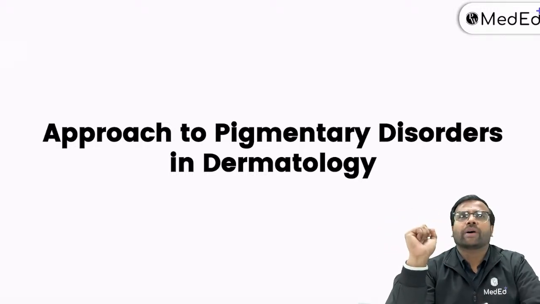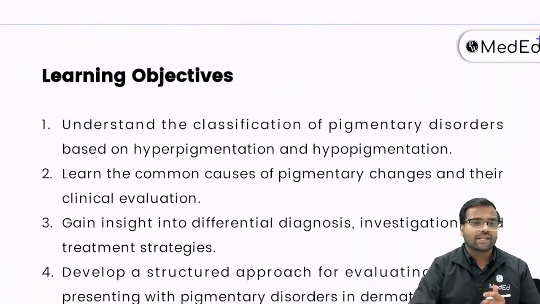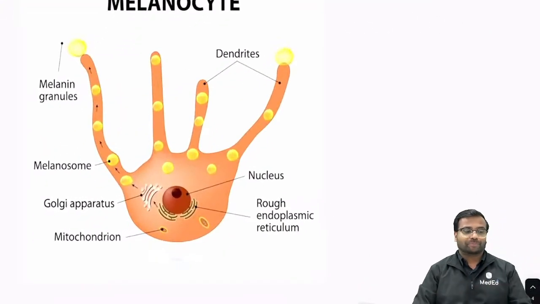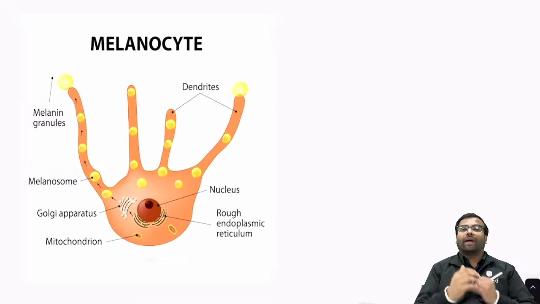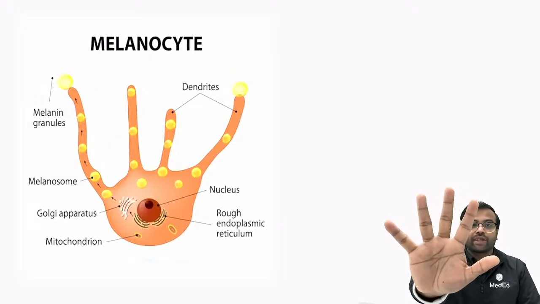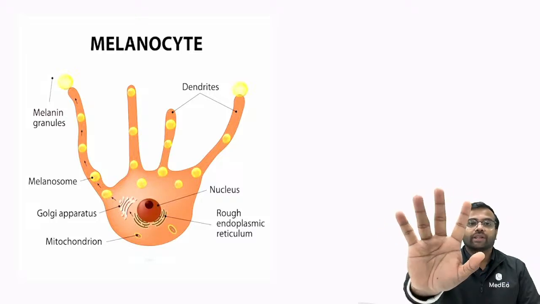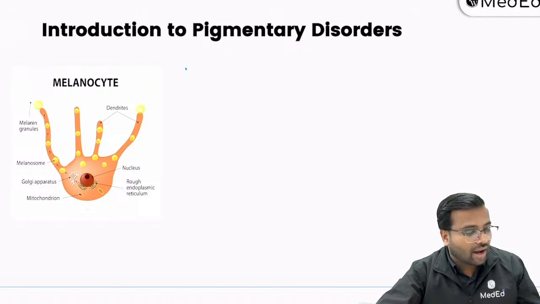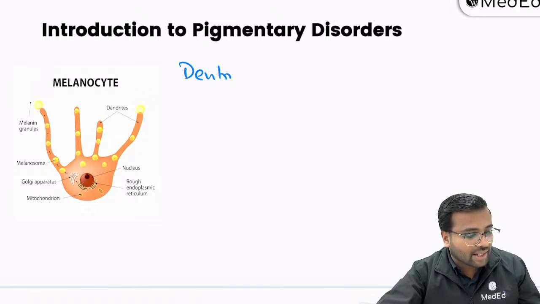That's it. Okay, so melanocyte. We all know that this is going to be the melanocyte. I'll just zoom it for you. So this is how a melanocyte looks. How does a melanocyte look? It has finger-like projections. So these are dendritic cells. Melanocytes are dendritic cells.